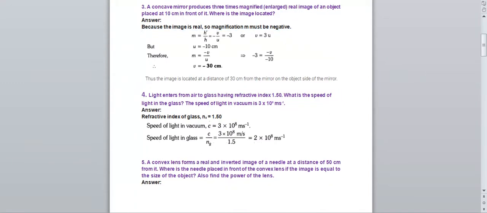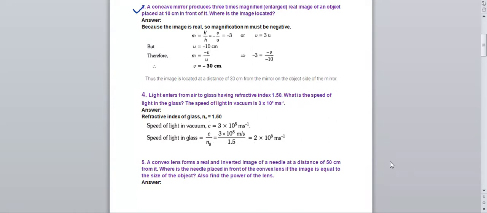Now the third question from here is: a concave mirror produces 3 times magnified real image of an object placed at 10 centimeter in front of it. Where is the image located? One concave mirror is there. It produces what type of image? 3 times magnified image, means the image is 3 times larger than the object, which is kept at 10 centimeter in front of it, means object distance is given as 10 centimeter. Where is the image located? Means we have to find the position of the image.